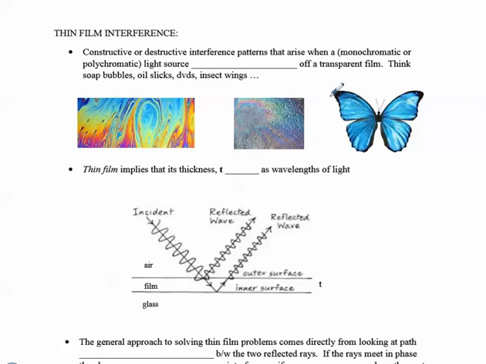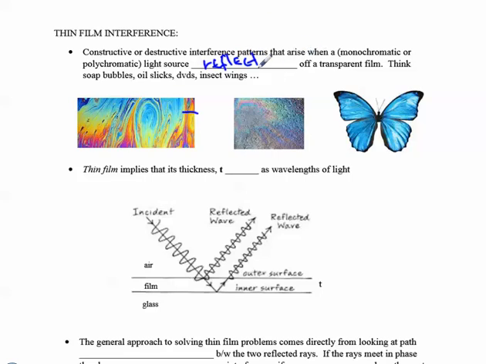Okay, so what is thin film interference? As the name implies, it's an interference pattern that arises not because of diffraction and interference of overlapping waves, so much as interference patterns that arise because of reflection. You have a light source, either monochromatic, one color, or multicolored white light. It hits a film, which is transparent, and it reflects off of it.